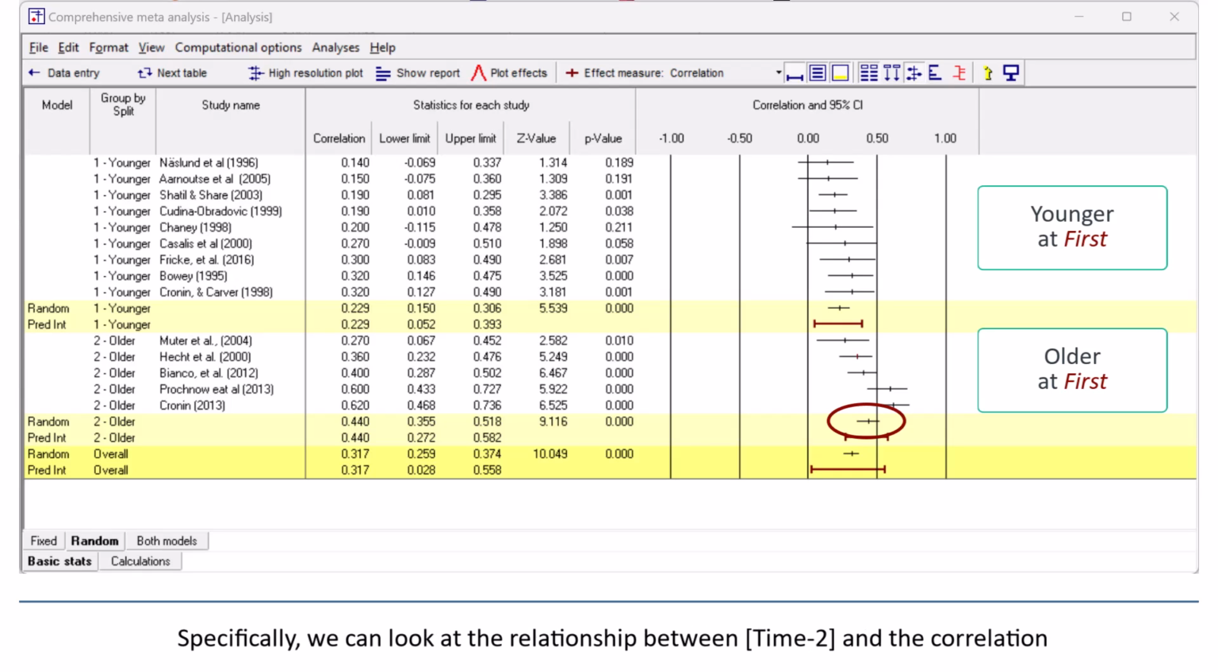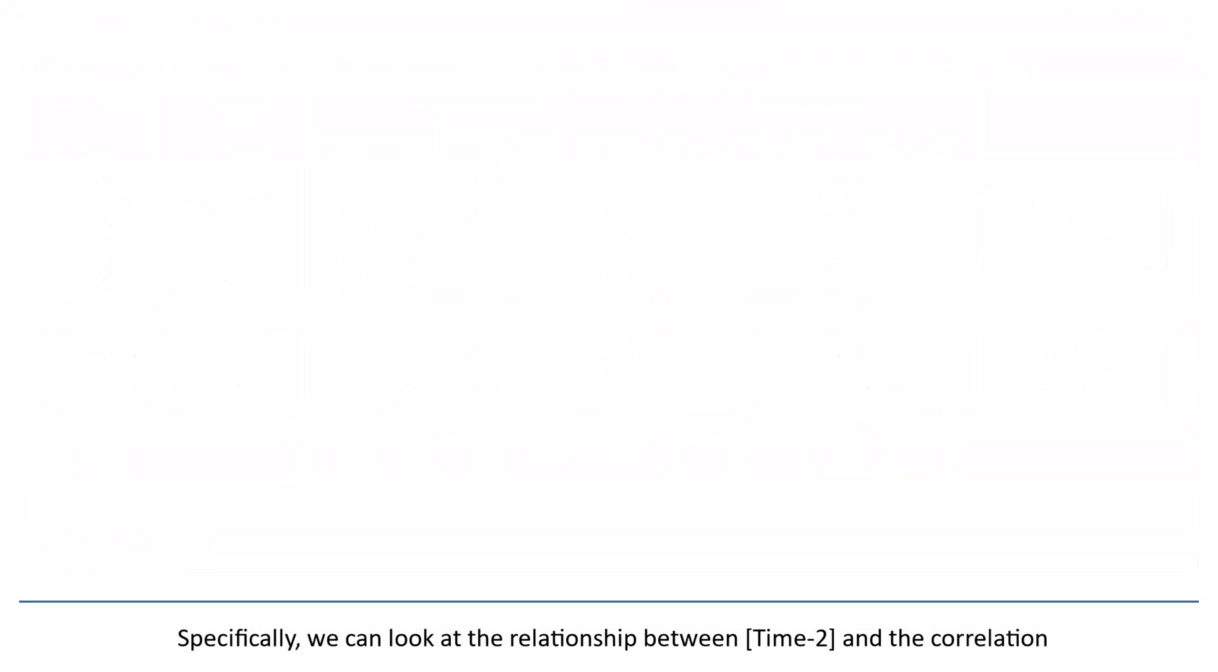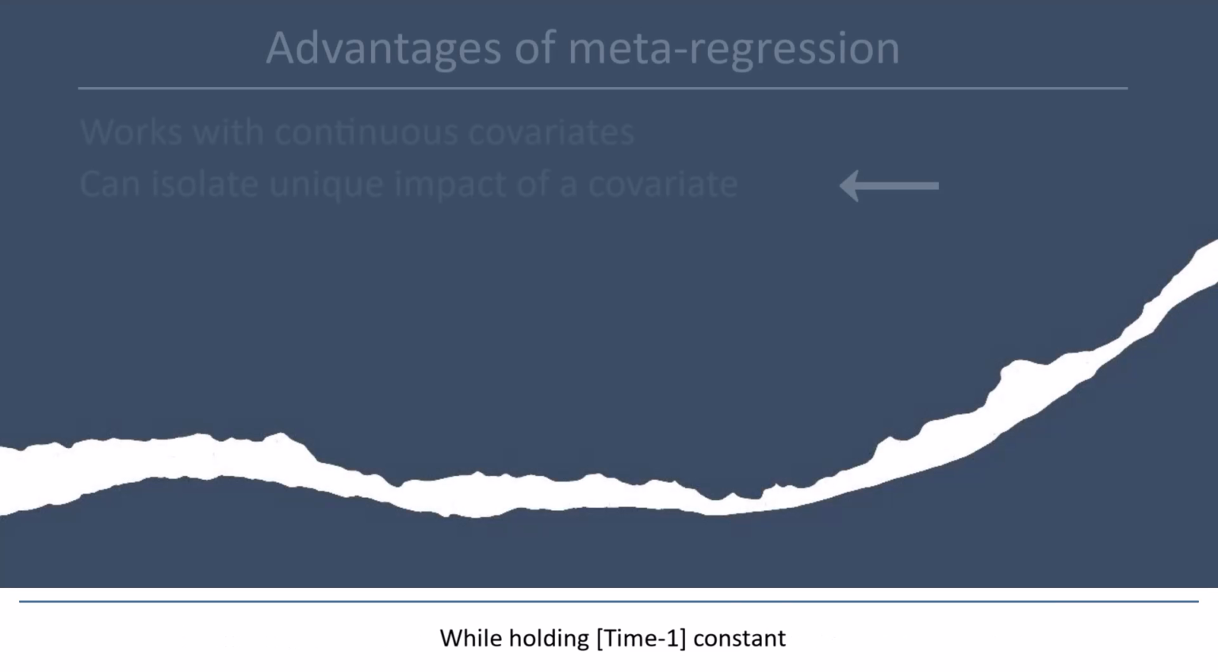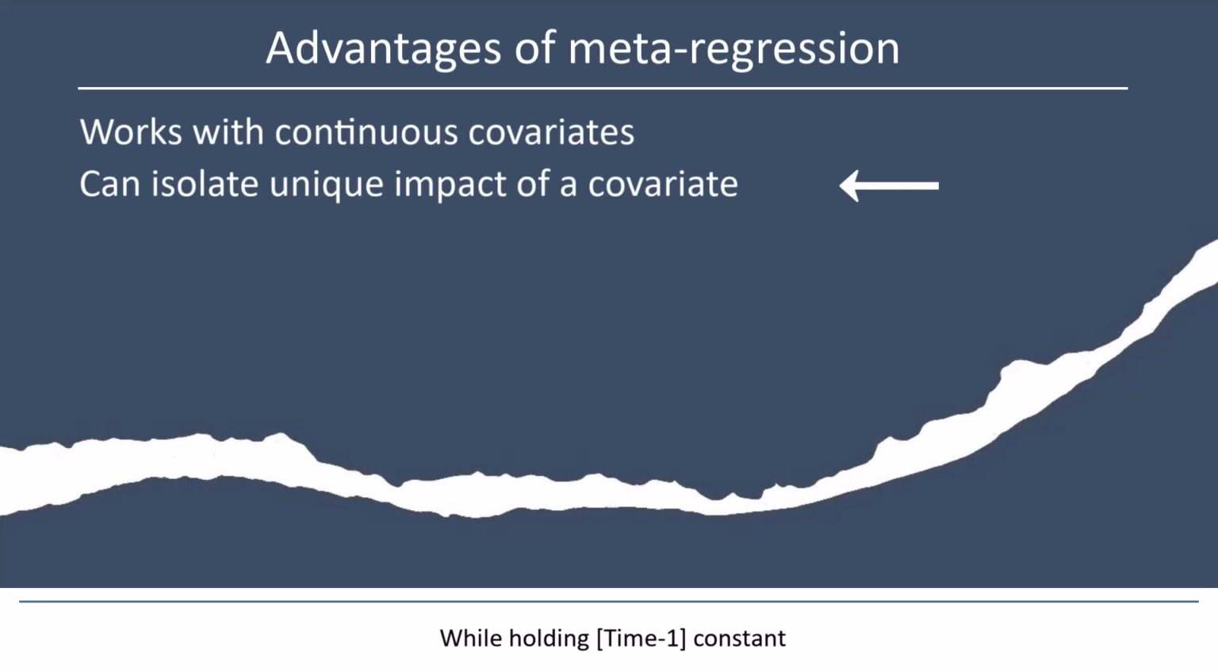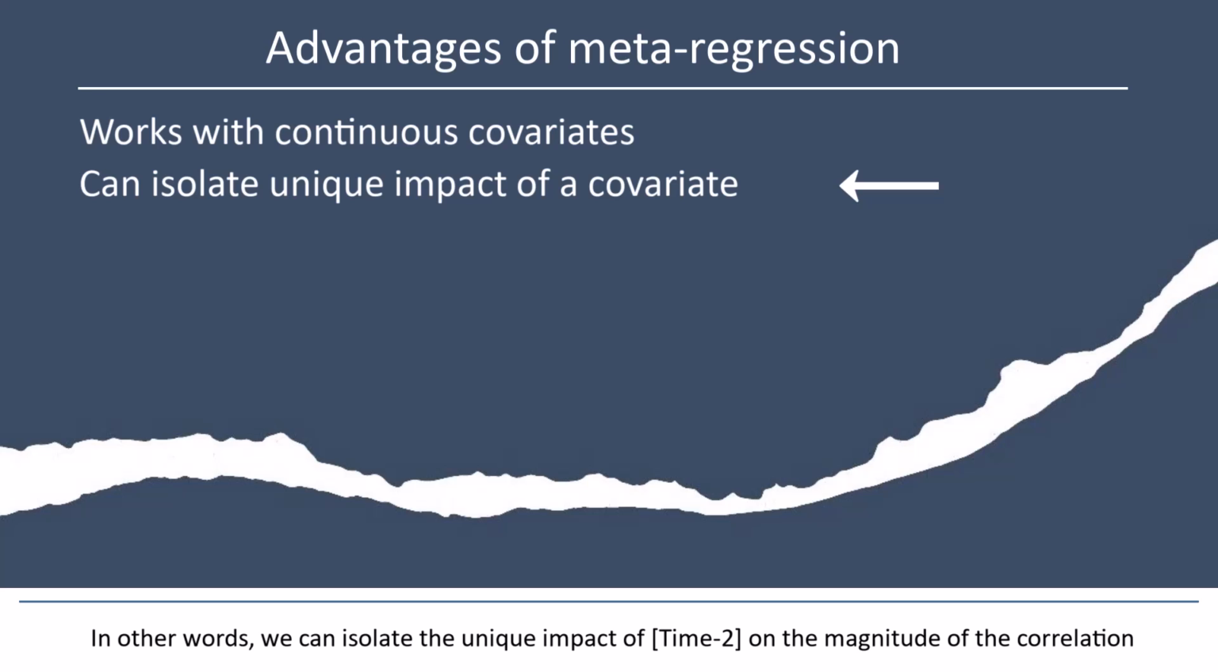Specifically, we can look at the relationship between time 2 and the correlation while holding time 1 constant. In other words, we can isolate the unique impact of time 2 on the magnitude of the correlation.